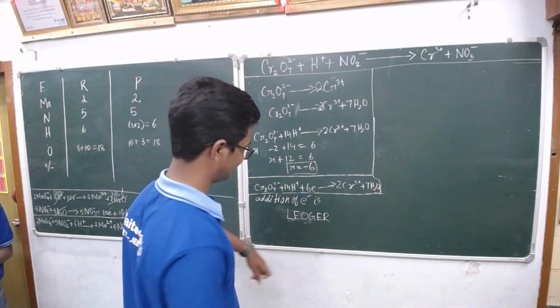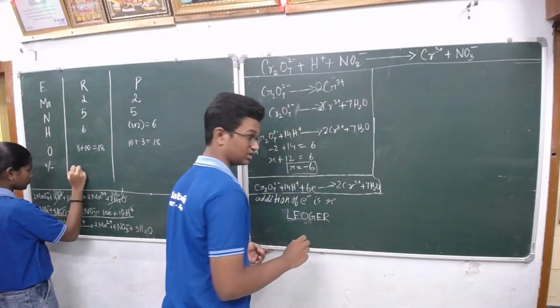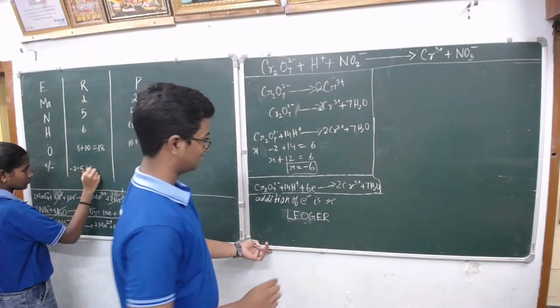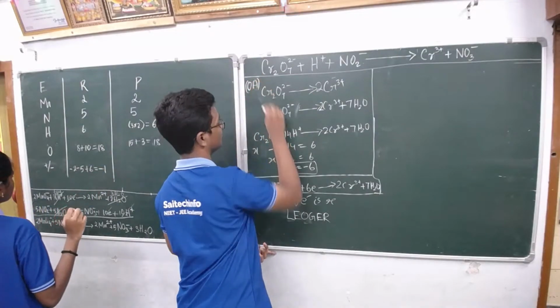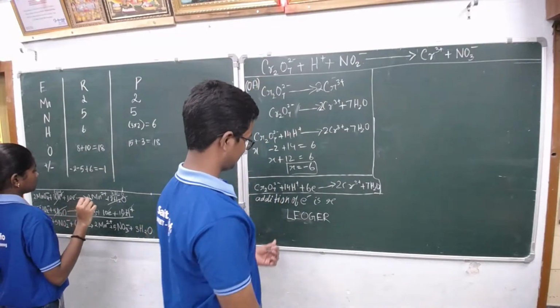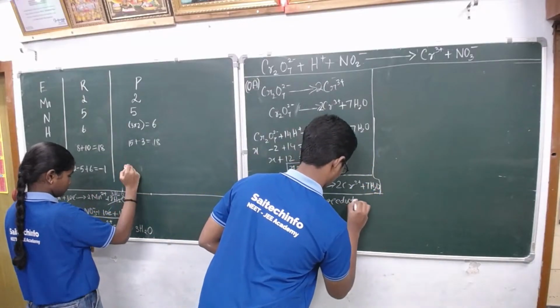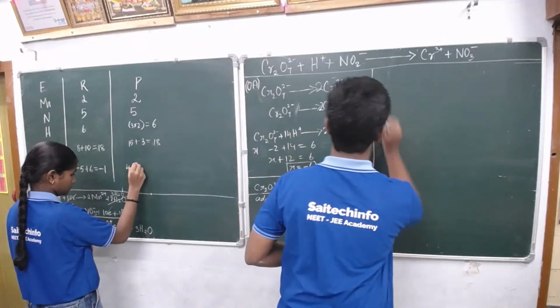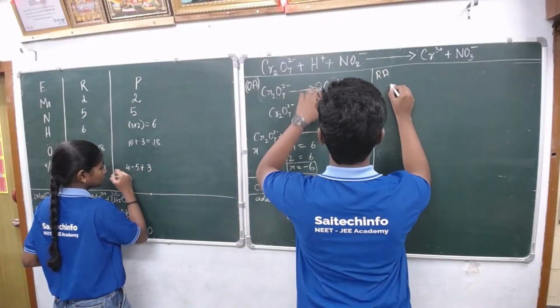Write down. What is this, oxidizing agent or reducing agent? Oxidizing agent, OA. See, you are not following. That is the biggest mistake you are doing. Next, proceed. Reducing agent, RA. Then round it.